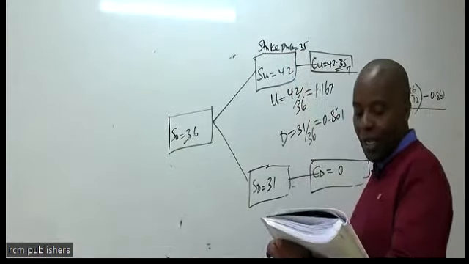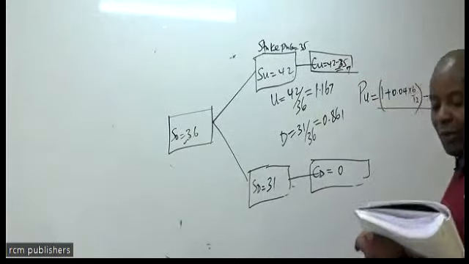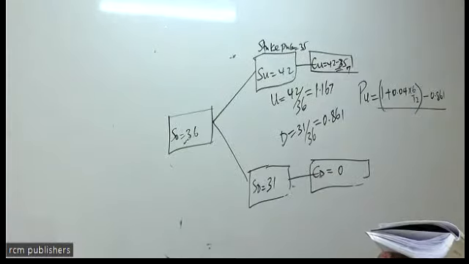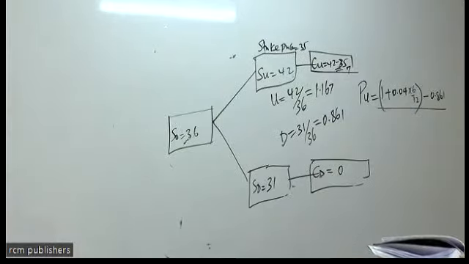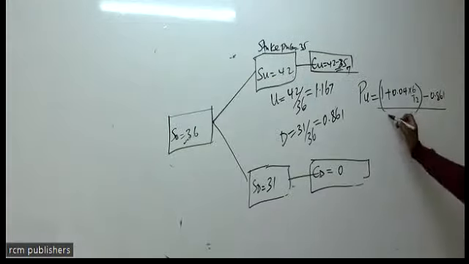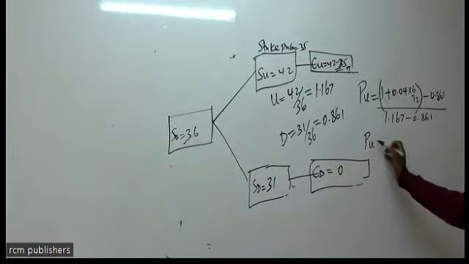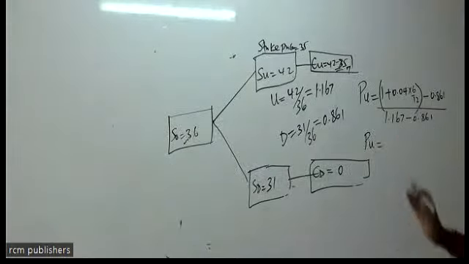It is given there. Calculate the current market price of a call option on the above stock if its term to expiration is 6 months and its strike price is 35. So 35 all over U minus down. So 1.167 minus down of 0.861. So then the PU will be equal to what answer?